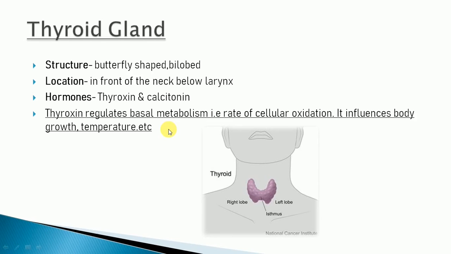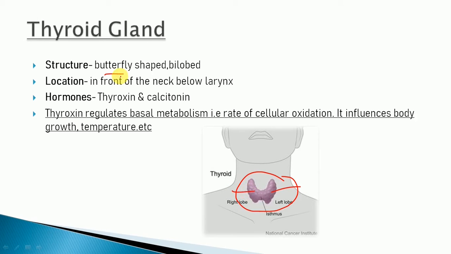So the first is the structure. We need to know the structure, location and the hormones that are secreted from this gland. The structure is butterfly shaped and it is bilobed. Now butterfly shaped, as you can see over here, this is our thyroid gland. This is the shape of a butterfly and it is bilobed. Bilobed means it has two lobes. This is one lobe and this is one lobe. That's why the structure is butterfly shaped and bilobed.